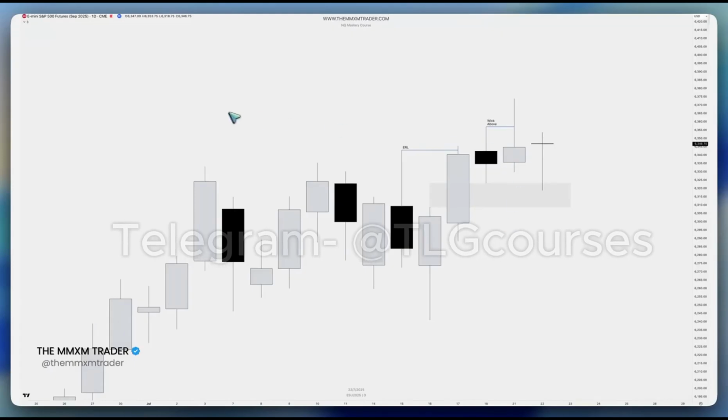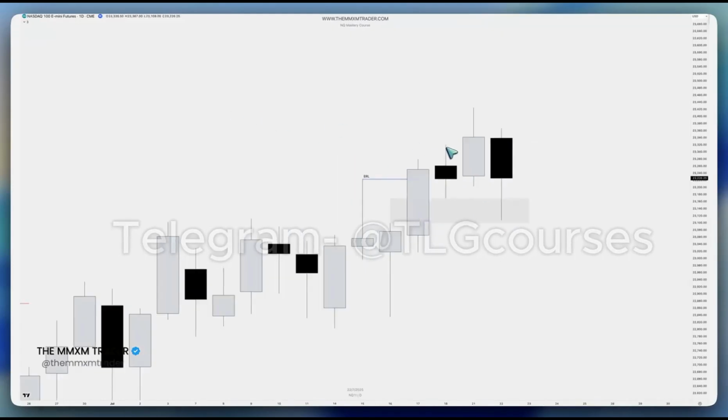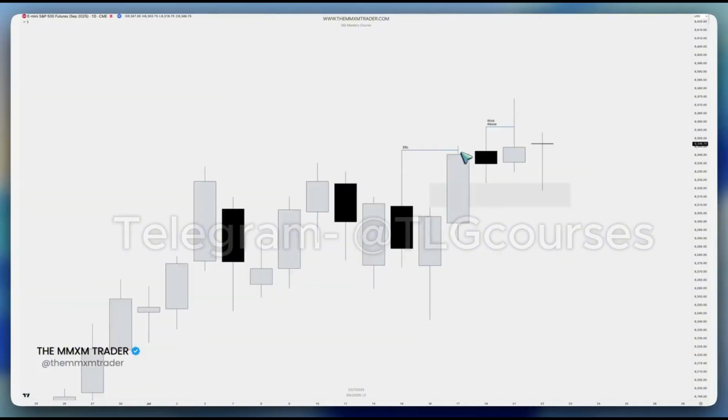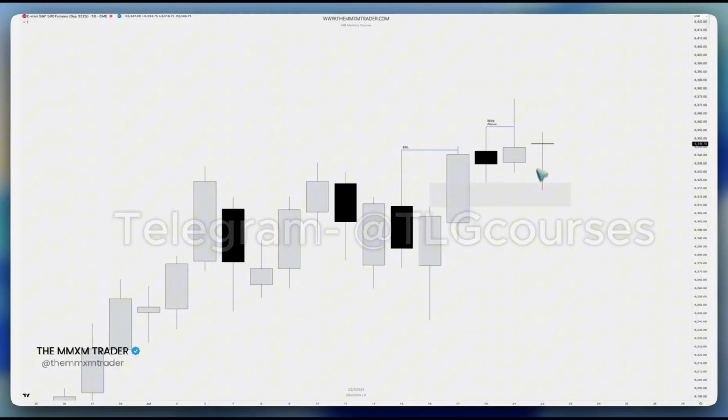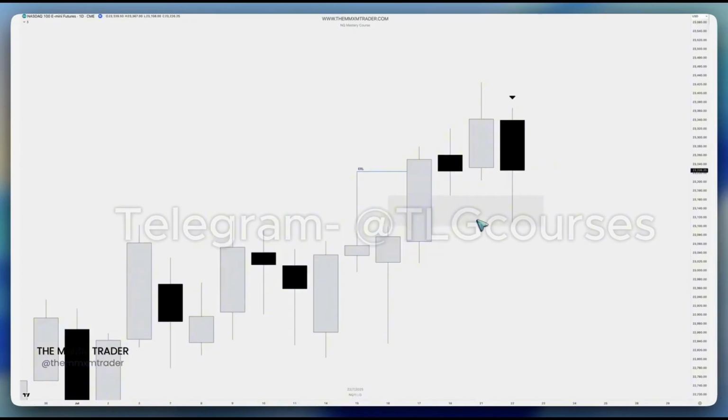Here's ES, in case you're wondering about the candle closure here. You have to keep in mind the other index futures. It wicks above, so we're looking for lower prices the next day, from external wick above to internal. So this is the candle we're going to be focusing on.